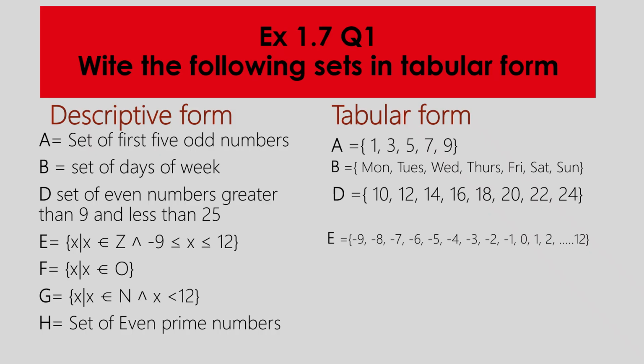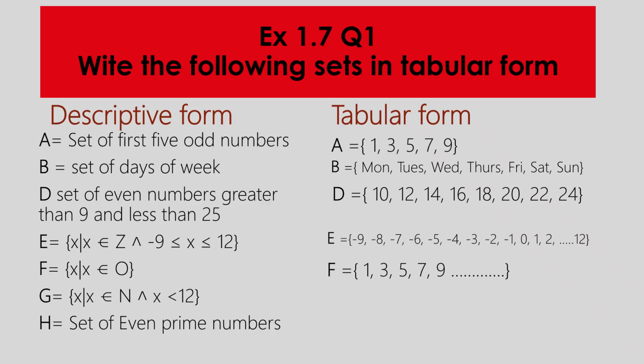Next we have the set F, which includes x such that x belongs to odd numbers. As you all know, the capital O represents odd numbers. So it means all the odd numbers, and we can write it like this. As you know, we cannot write all the odd numbers, so we have to put dots after writing some of the odd numbers.